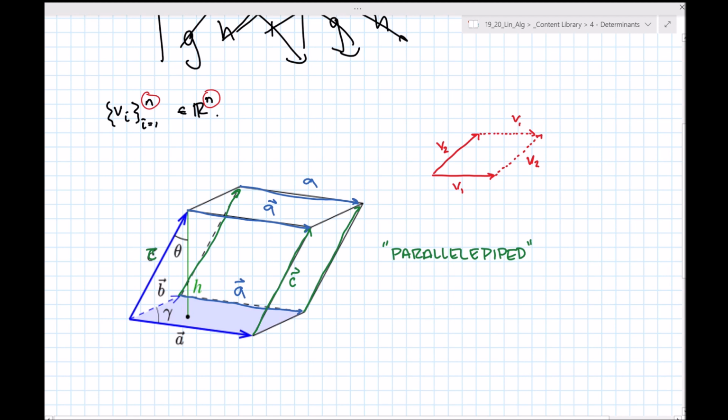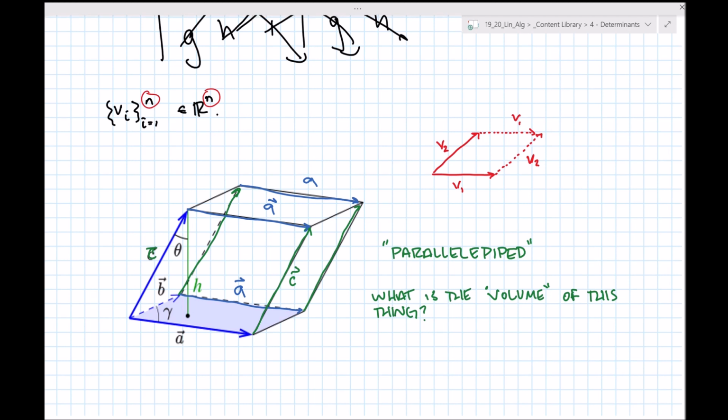And the question that we're going to ask ourselves is, what is the volume? I'm going to put volume in quotes, because when we use the term volume, it's going to depend on the kind of space that we're talking about. But the idea is, what is the volume of this thing, the parallelepiped?